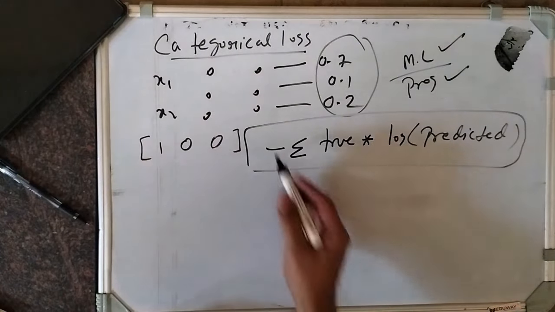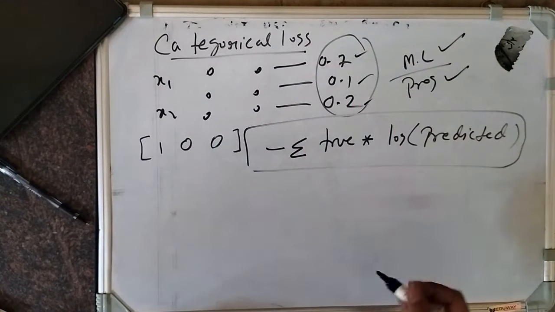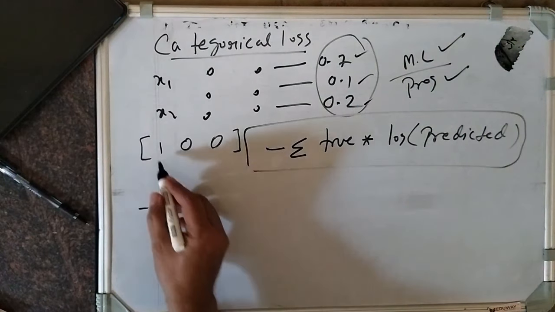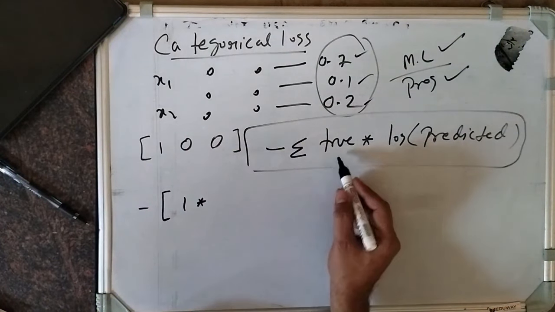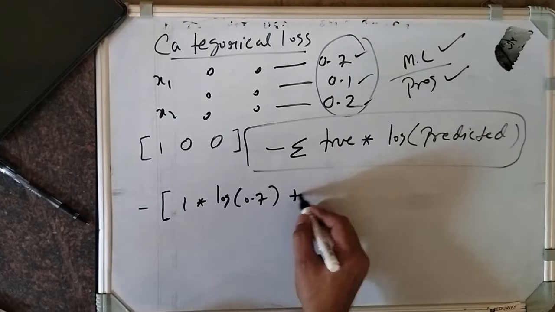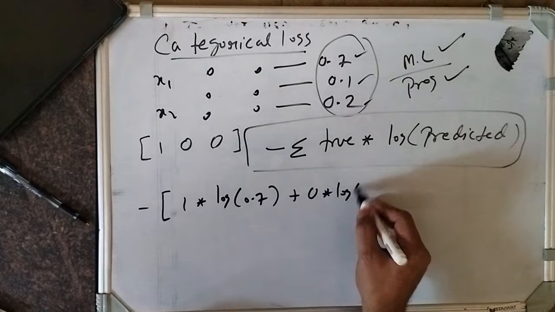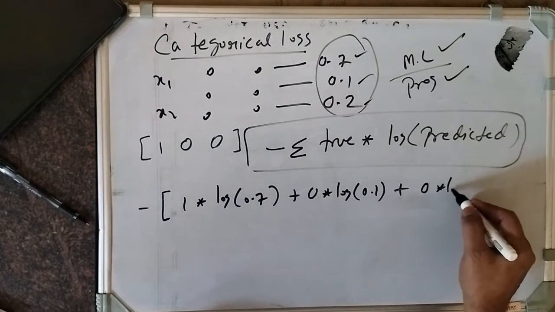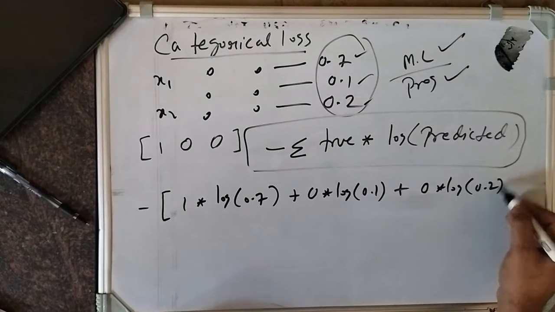Now suppose your predicted value is this, this and this. Now I am taking minus 1 into, this is 1 into my true value, log of 0.7, plus 0 into log of 0.1 plus 0 into log of 0.2. Okay, what is the answer?